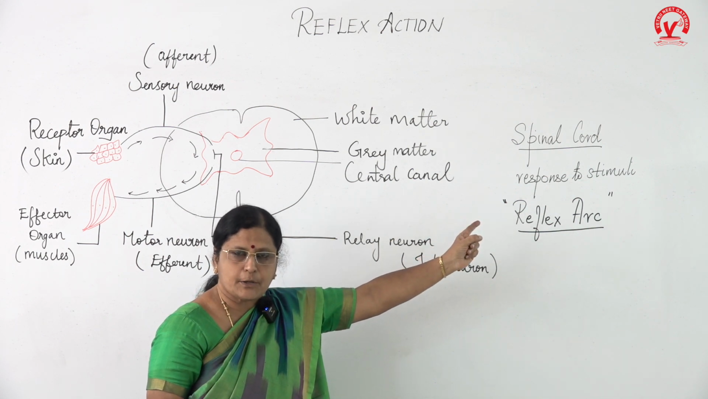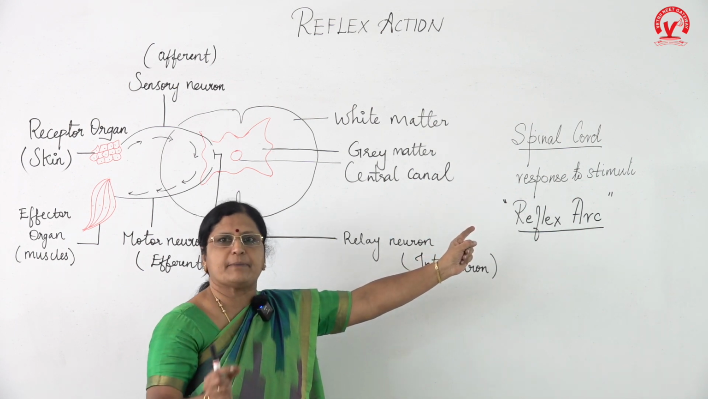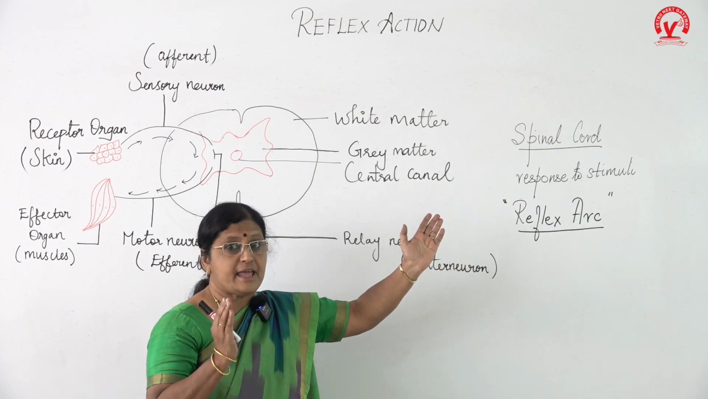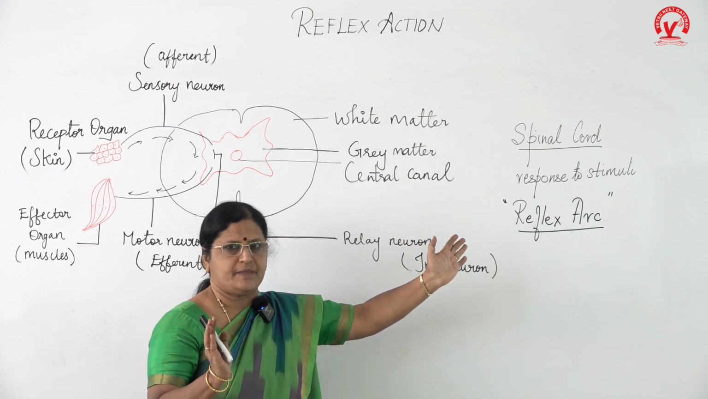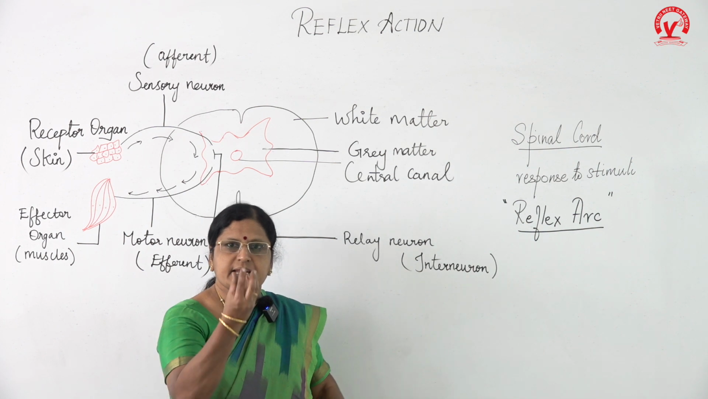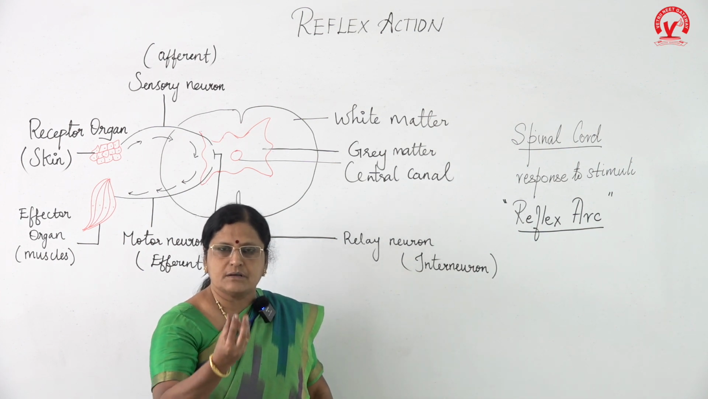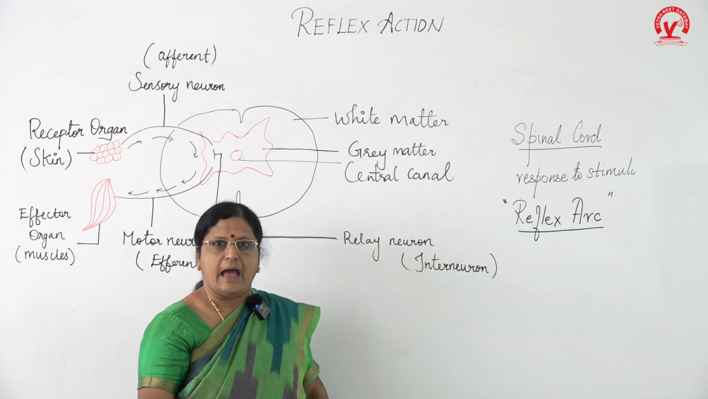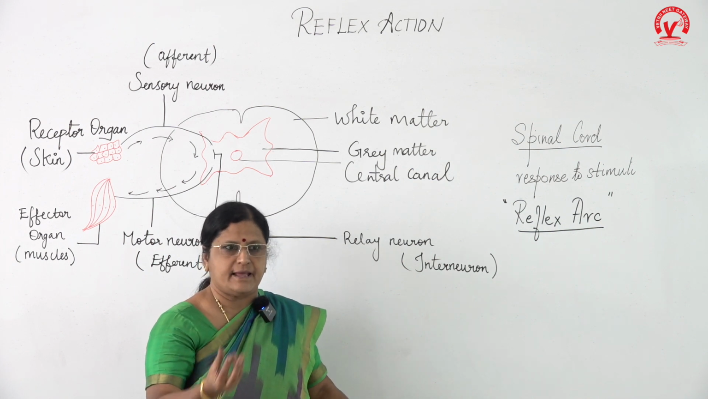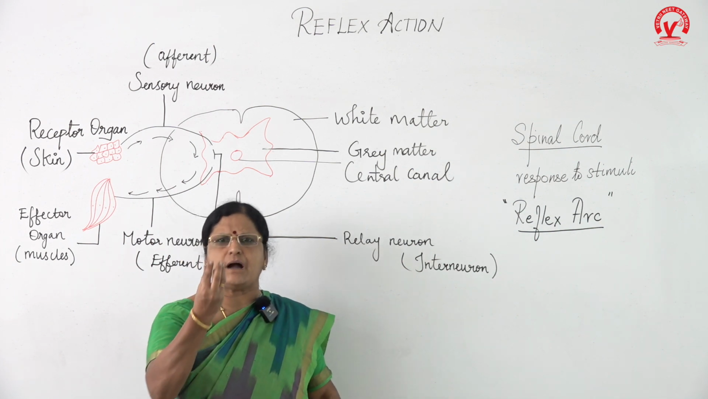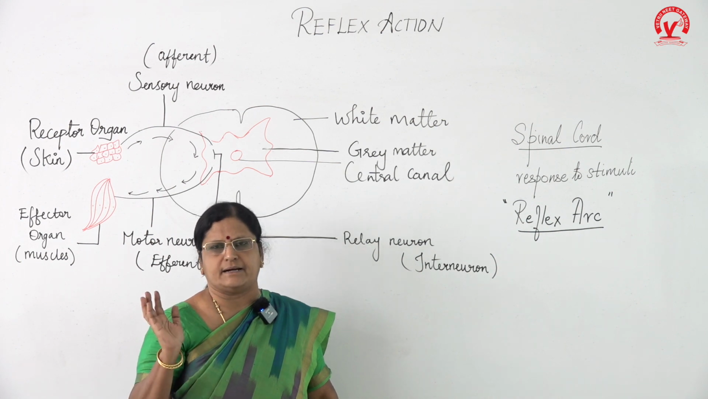Where is the spinal cord located? Inside the vertebral column. It is safely held inside the vertebral column. The spinal cord is a long cylindrical structure, and when you look from outside, it seems to be completely white in color.